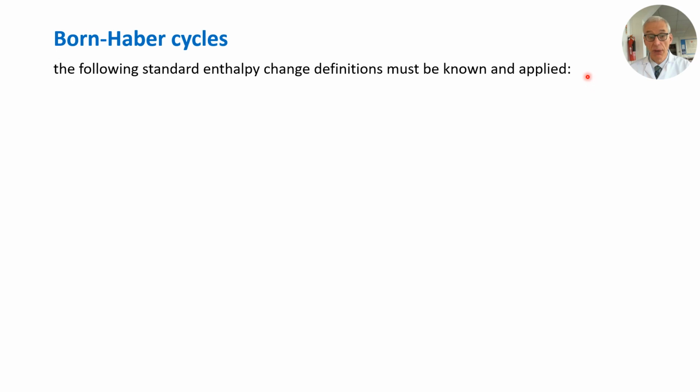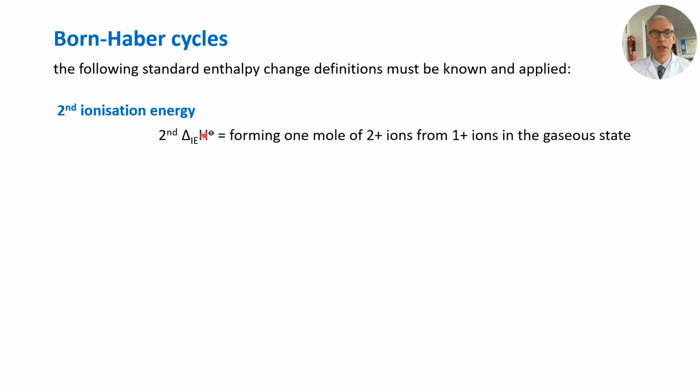So we need some other enthalpy change definitions, which you will have met before. Second ionization energy. Could you write the definition for the second ionization energy? Pause and come back. Okay, so to reveal, the second ionization energy is the enthalpy change on forming 1 mole of 2+ ions from 1+ ions in the gaseous state.